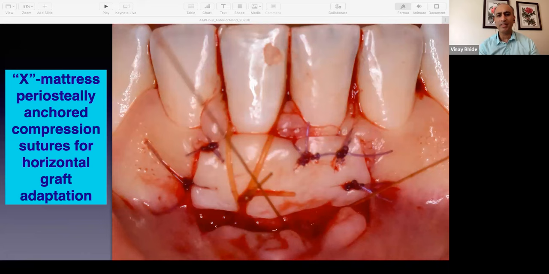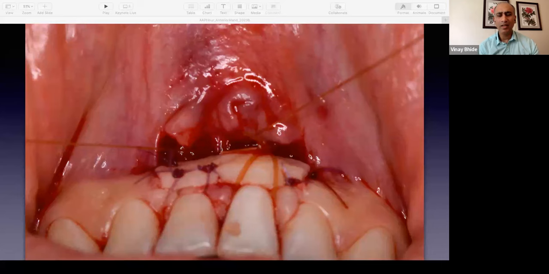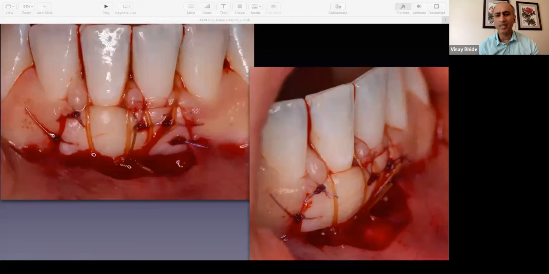So we essentially make these cross mattress sutures, or you can put them parallel. The important thing is that they're just gently compressing the graft against the recipient site. And this is an occlusal view of what it looks like to take that bite of the periosteum. The knots are tied to the buccal, slightly apical to the graft. And so here we go, the graft is secure. We do our mobility test by moving the patient's lip to make sure that it's not going anywhere.